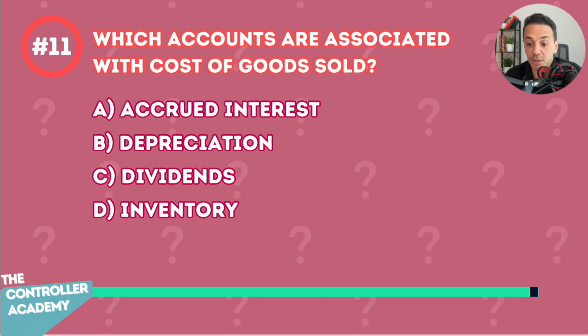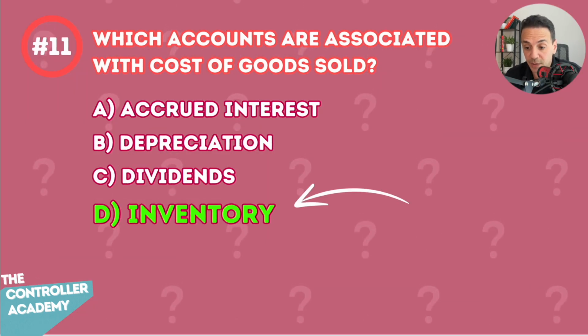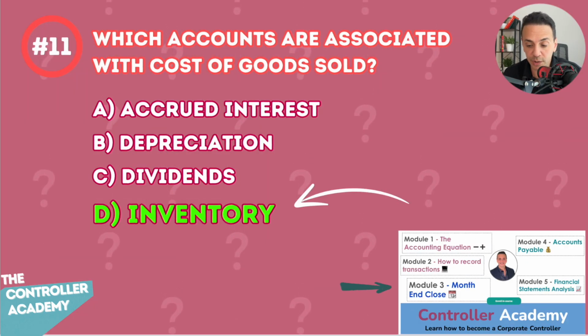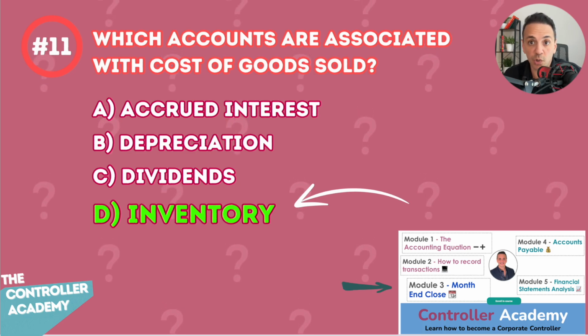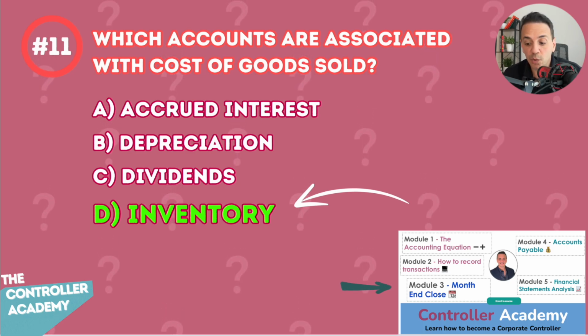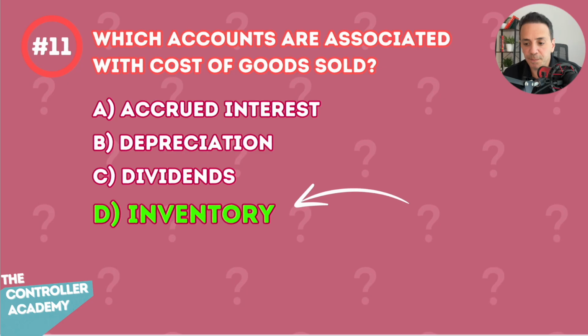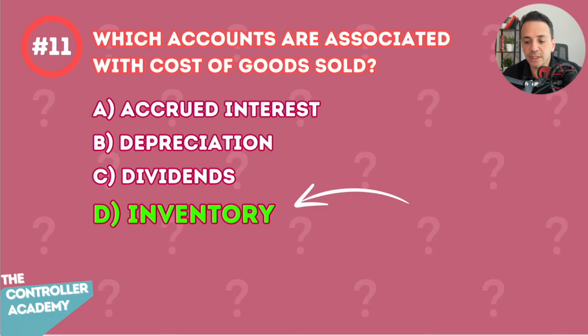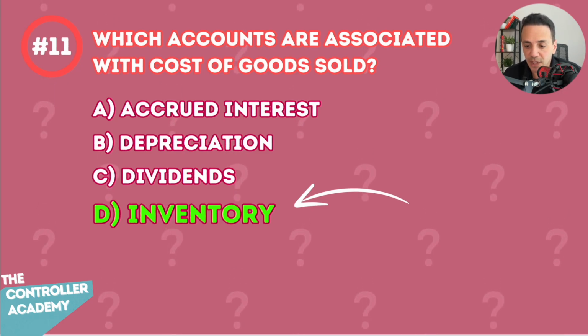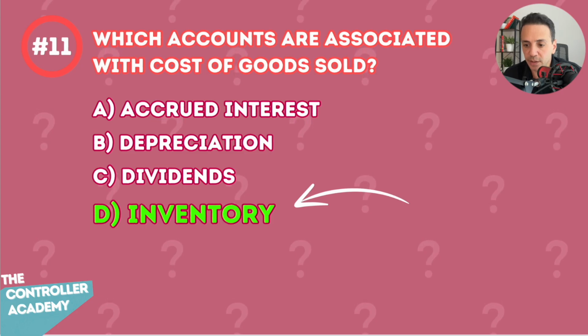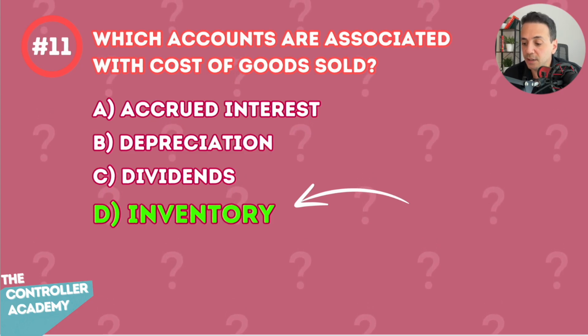All right, and of course the correct answer is inventory, right? So as you sell your goods, you record a cost of goods sold against the reduction of your inventory. You record a cost of goods sold for the cost of that inventory. So that is what's associated with cost of goods sold. The answer is the inventory.